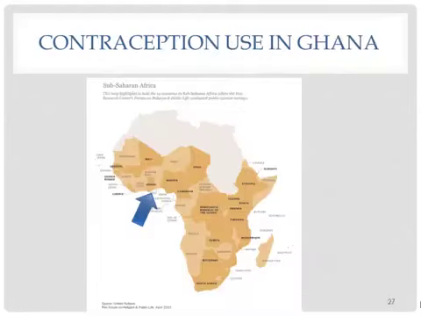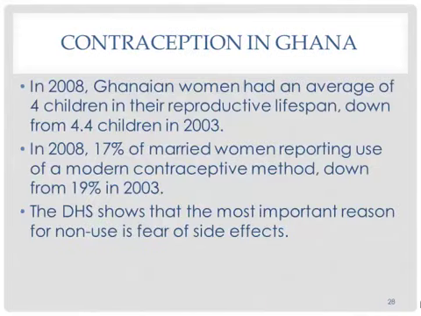Okay. The last Ask It Differently may not seem that different to many of you who do qualitative work. But one of the things that's been of interest recently is something that's going on with contraceptive use in Ghana. So according to the DHS, in 2008, women had an average of 4 children during their reproductive lifespan, down from 4.4 in 2003, and we see this kind of trend happening through a lot of sub-Saharan Africa.